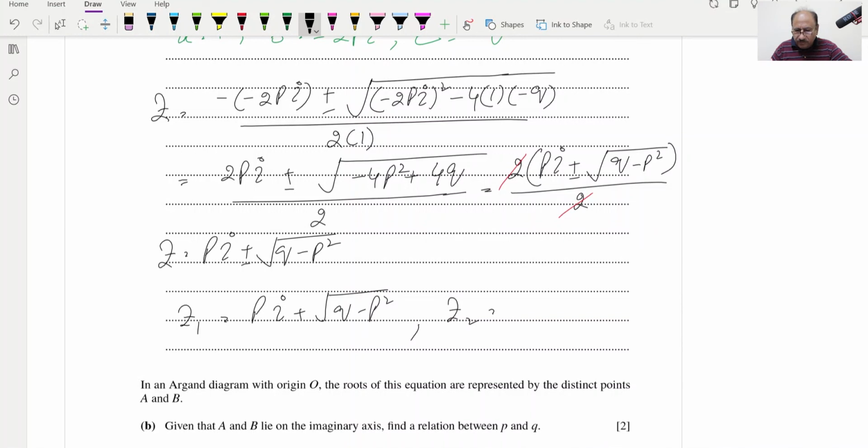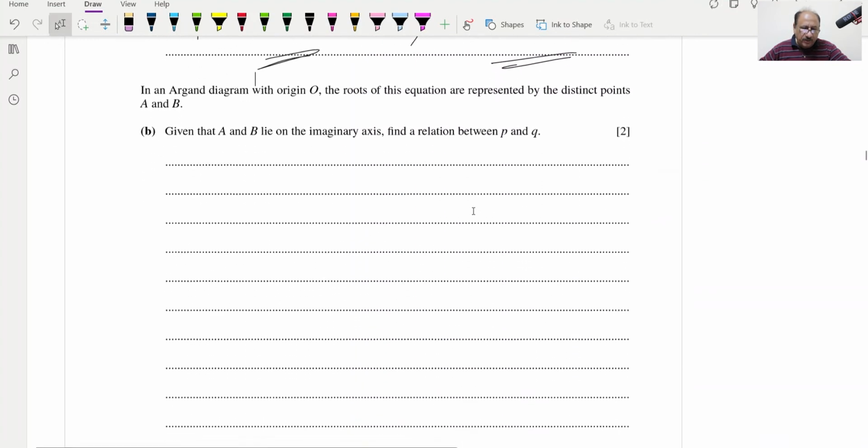Second value of z will be p iota minus under root q minus p squared. This will be the second value. So these are the two values which we were supposed to find.